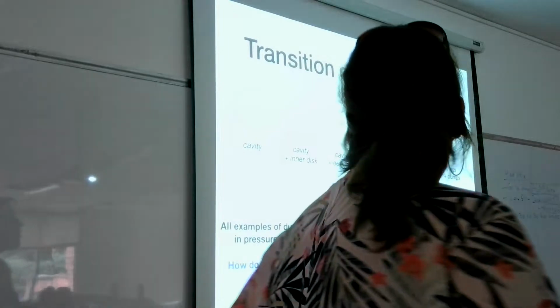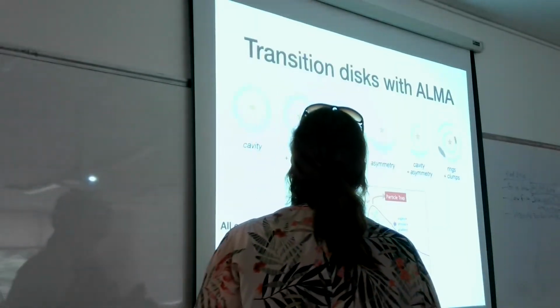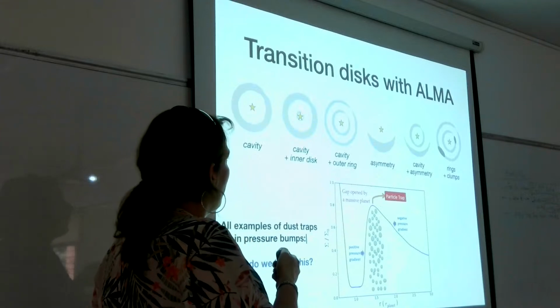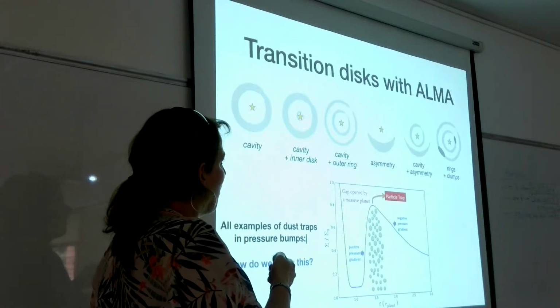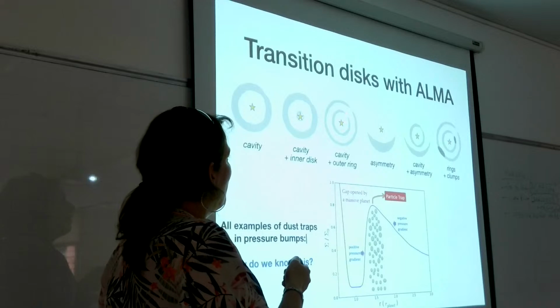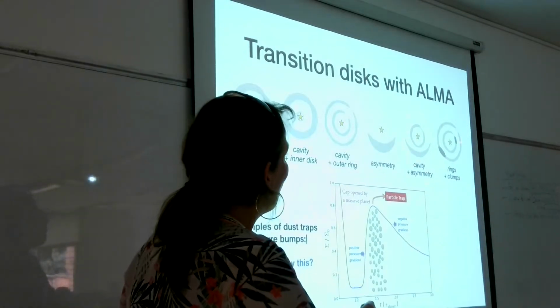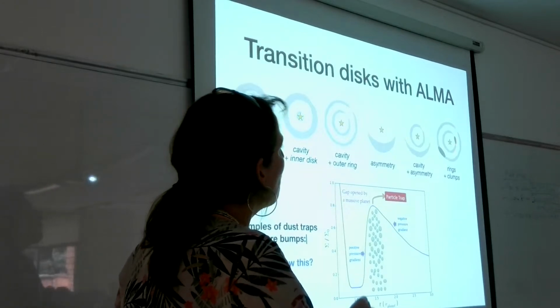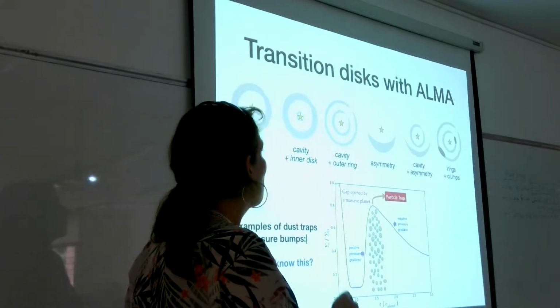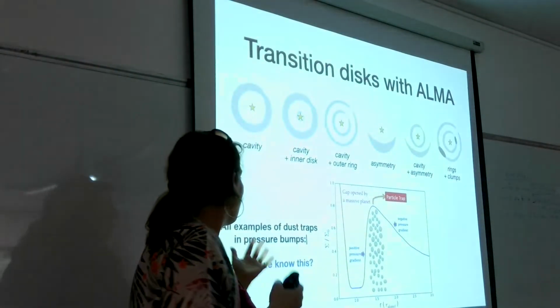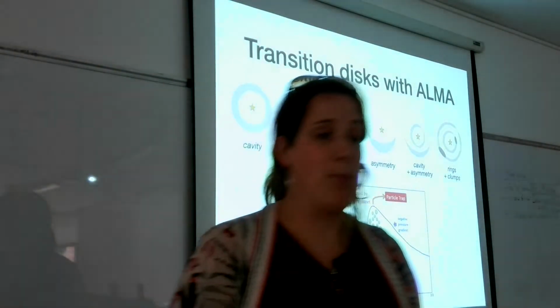Other than cavities, we've seen now that there is actually a lot of variety in structure. We can have a cavity, or a cavity with an inner dust disk. You can also have a cavity plus an outer ring. You can have an asymmetry, maybe a combination of a ring and an asymmetry, maybe clumps, or asymmetric clumps along the ring. There are many variations. We think that they're all pressure bumps.